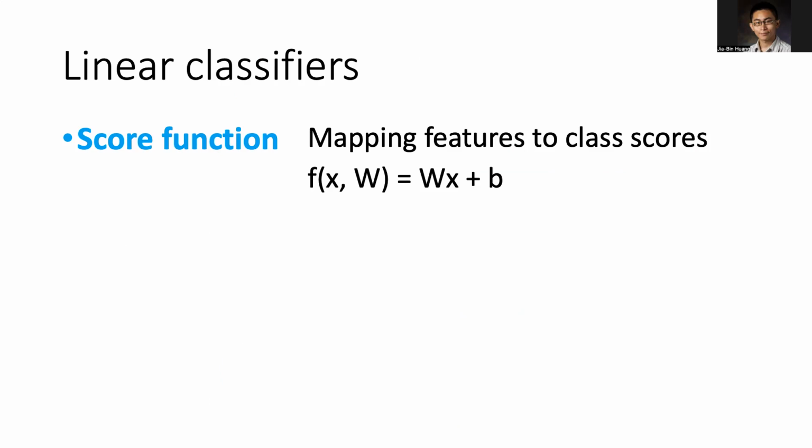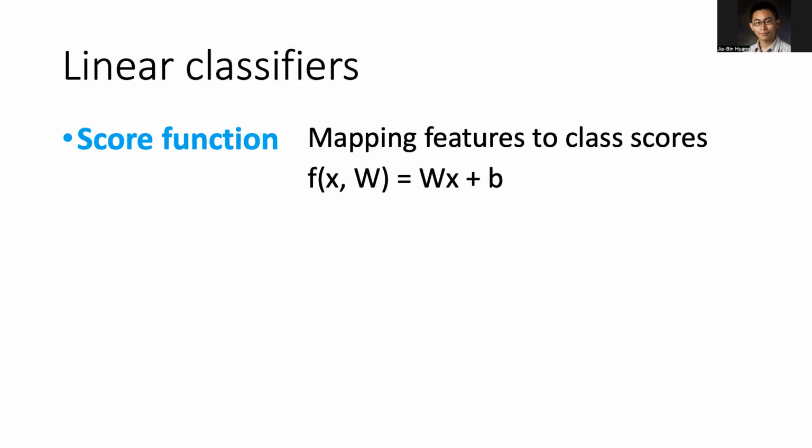And this is called a linear classifier because the score function is a linear function. It's linear in terms of input. So now we have a score function. The score function basically gives you a score, kind of how good you believe this instance is in class A or class B or class C.